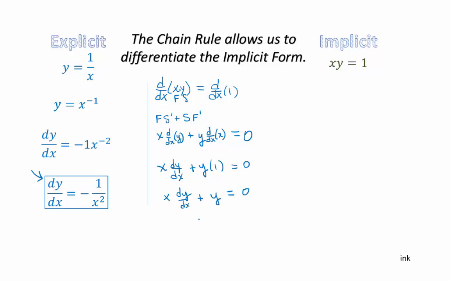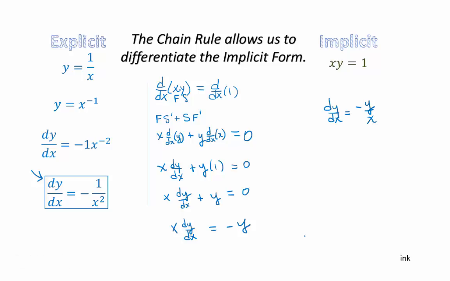Remember, my goal was to find dy dx. What's going to happen in these problems is dy dx is essentially a variable inside of a formula, and we want to solve for that variable. So how do we do that? We get the terms with the dy dx on one side, everything else to the other. So the first thing I'm going to do is move that y over here, and then I'm going to divide both sides by x to get dy dx by itself. So what does dy dx equal? Negative y over x.